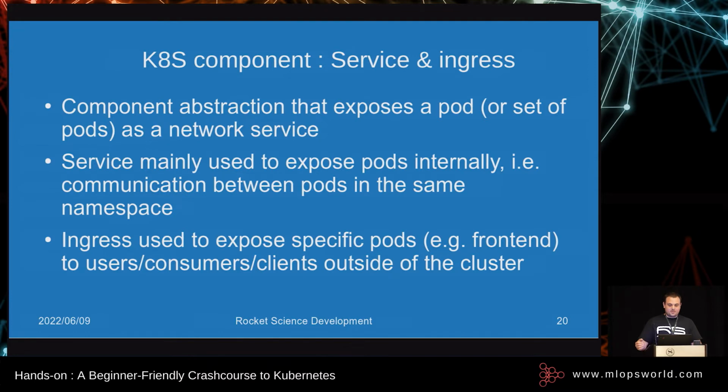And then there is the ingress, which is also another networking related abstraction. What an ingress does is it helps you expose a specific part, like a specific pod or deployment, to the outside. So it allows users to have access to a front end or an API endpoint if you are providing some API services.